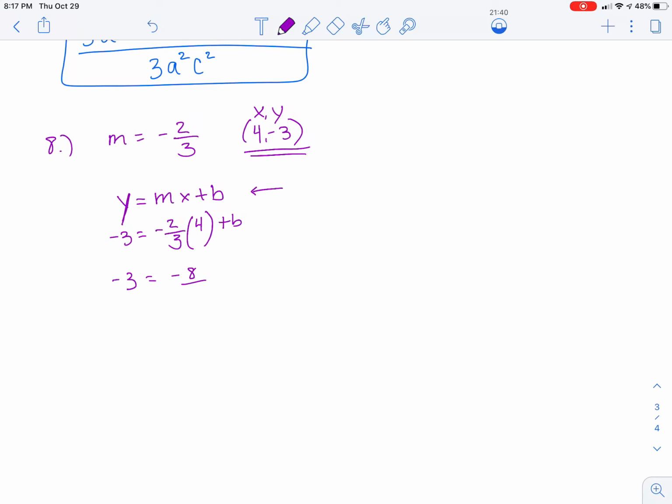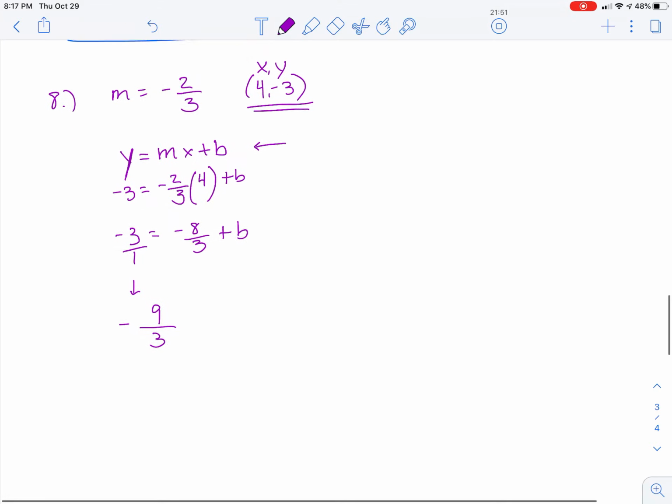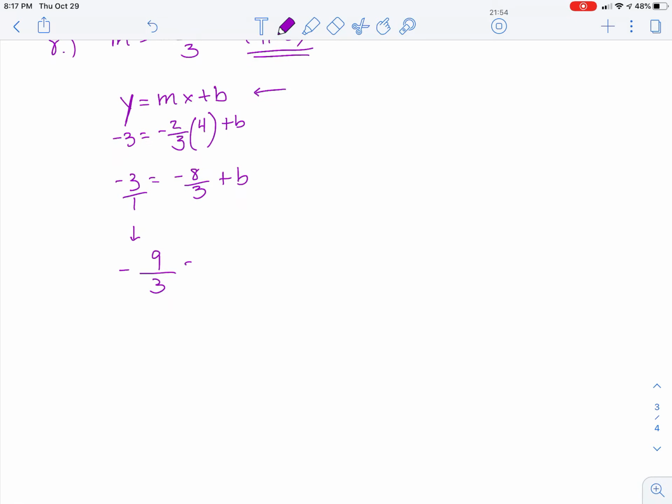Let's do the math here. I'm going to have negative 8/3 plus b. I'm going to put this over 1, because what I'm going to need to do is make this over 3. So I'm going to have negative 9/3 on this side equals negative 8/3 plus b. Let's add 8/3 to both sides.